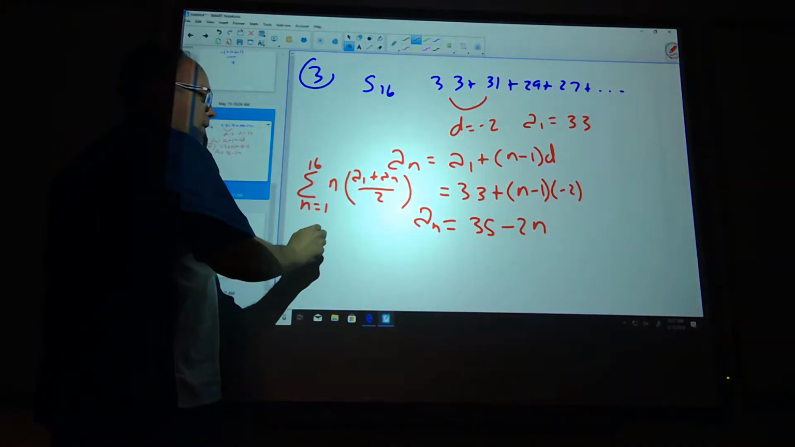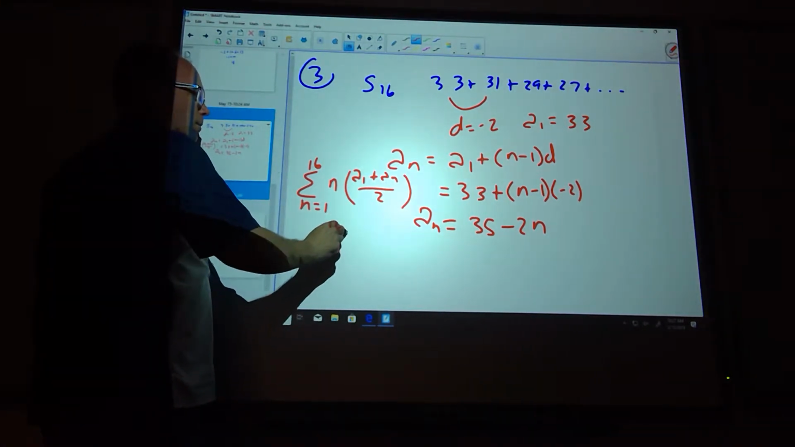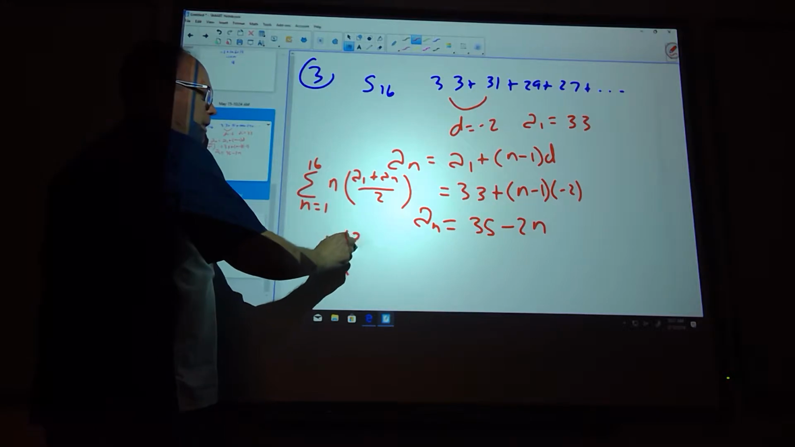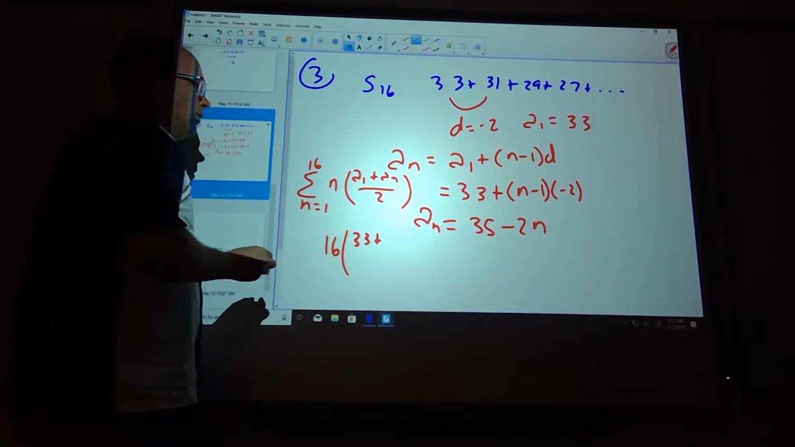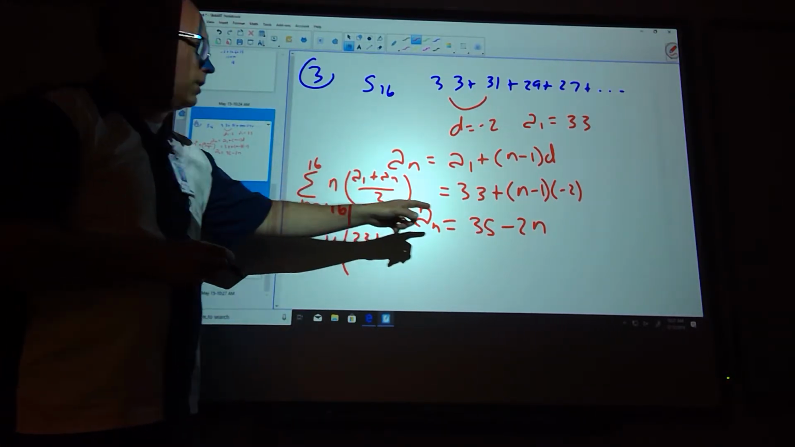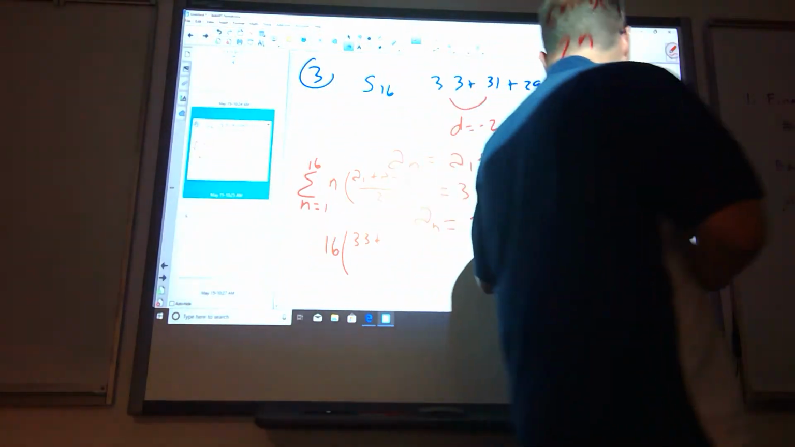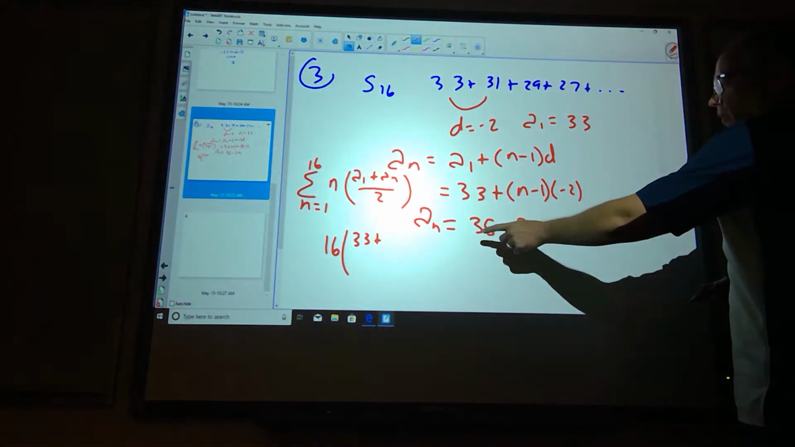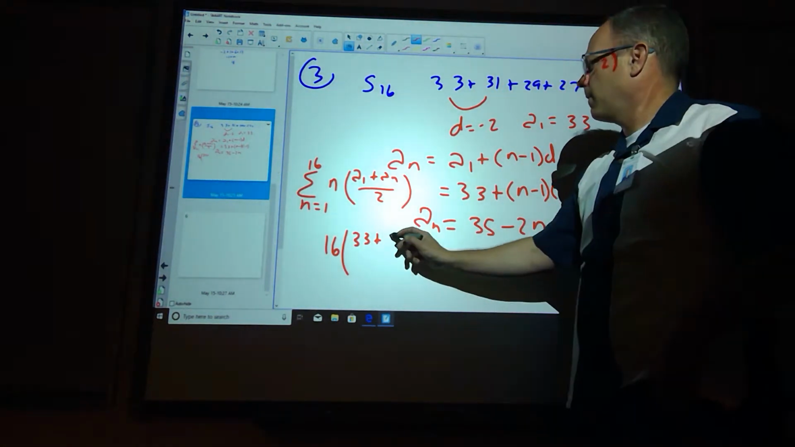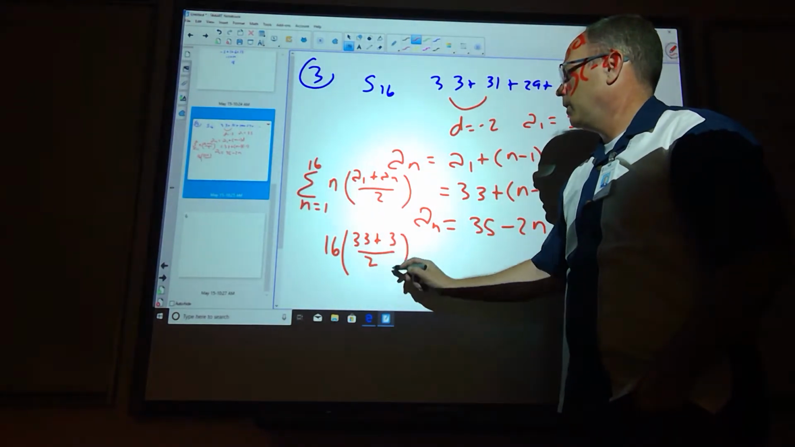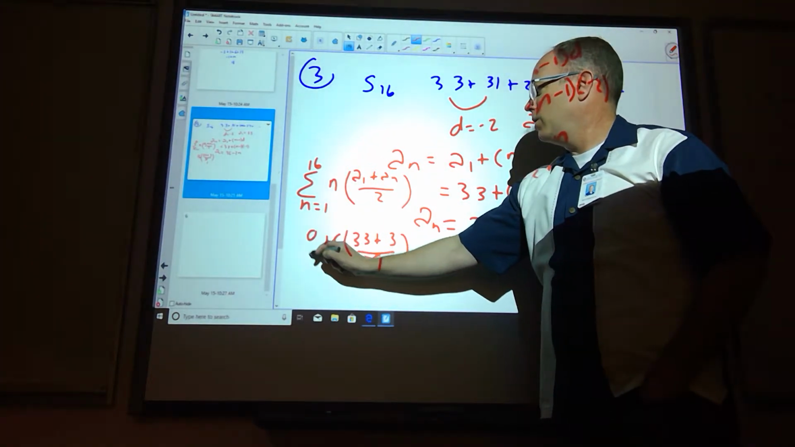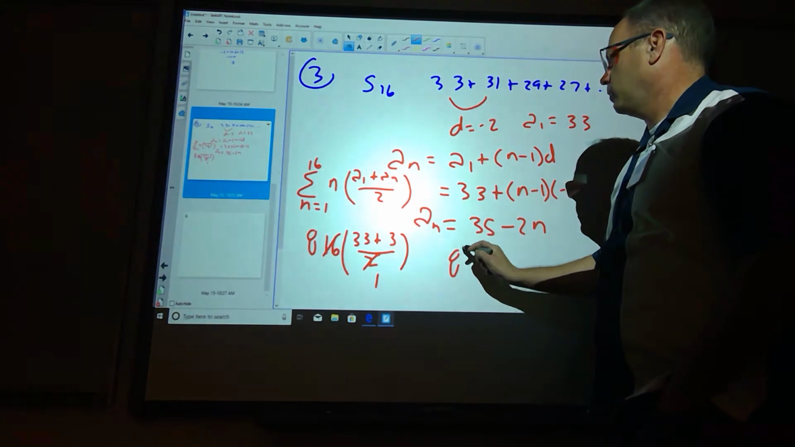So I have 16 terms. My first term is 33. My last term I'm going to find by plugging 16 into this. 2 times 16 is 32, and 35 minus 32 is 3. I could reduce here if I wanted to, so I get whatever 8 times 36 would be.